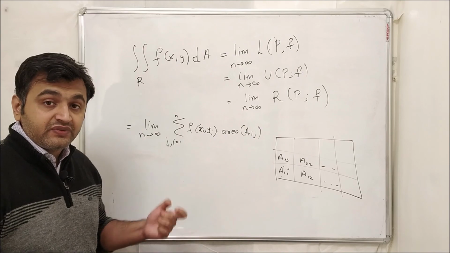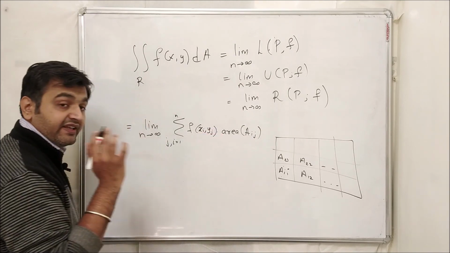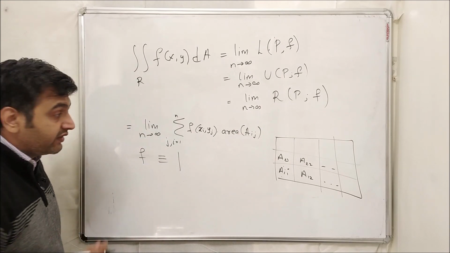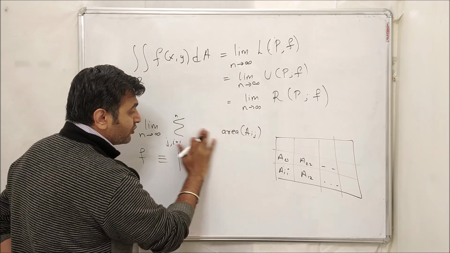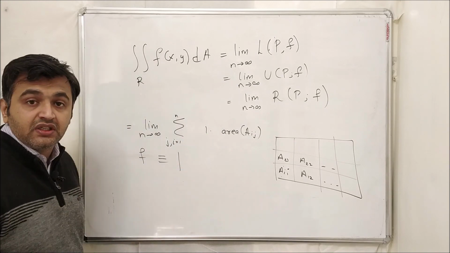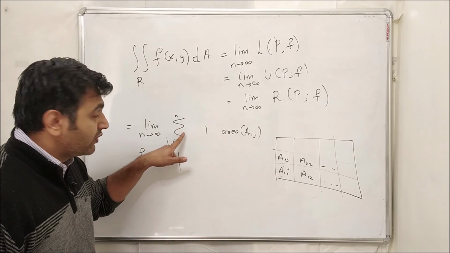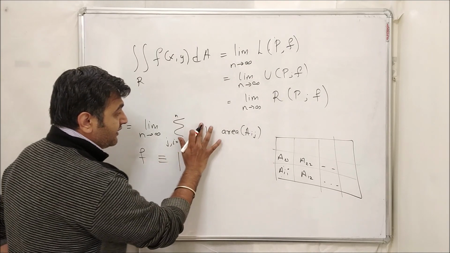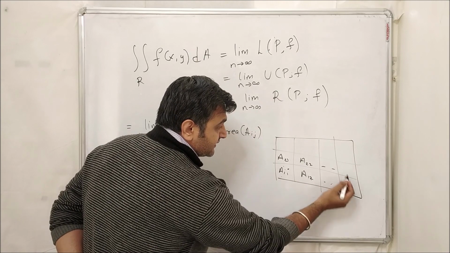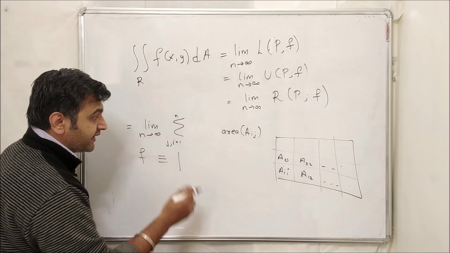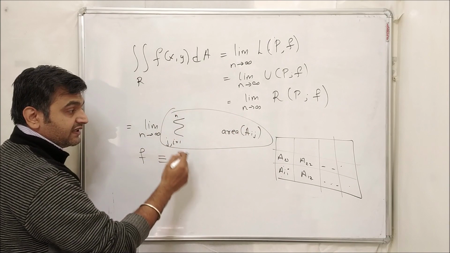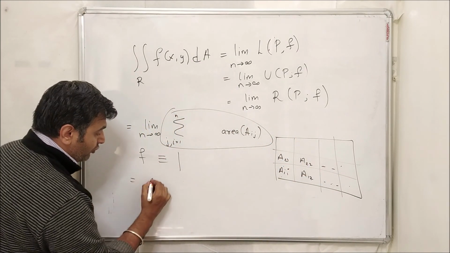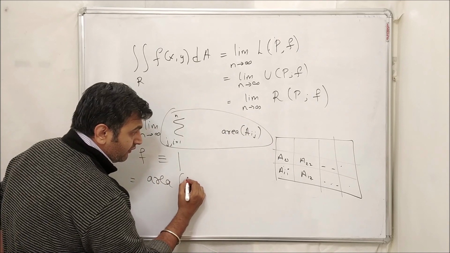Now if I take my function to be a very nice function, the constant function 1, then what will happen? This will go away, right? Because everywhere the function is taking the constant value 1. So you are ultimately summing up the areas. When I add all the areas of the sub-rectangles, what is this quantity? This is nothing but the area of the rectangle, which is just a number, and when you take the limit, you actually get the area of the region R.